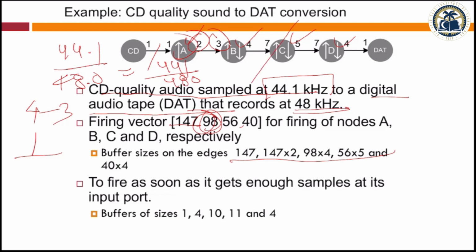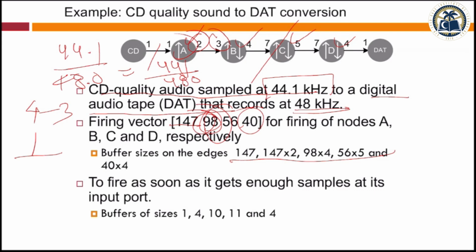Then you will be able to fire C 56 times, collect all the samples at the output, and then you will be able to fire the next one. Now this is kind of a fixed budget. It requires some memory at the input of every block, but this is a cyclostatic schedule.